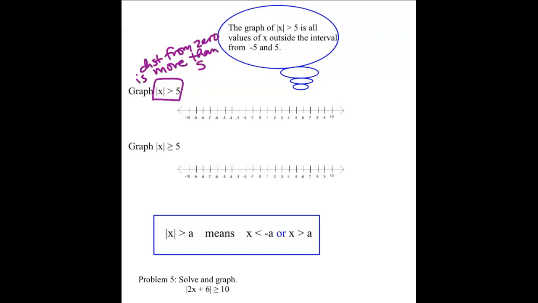So on our number line, I can be anywhere over in here, or I can be anywhere over in here. Okay? I just can't be numbers that are closer than 5 spaces to 0. So the greater than symbols, think of pointing out. You're trying to move farther away from 0 on either side. If there's an equal sign, like we have here, then we just put a solid dot.